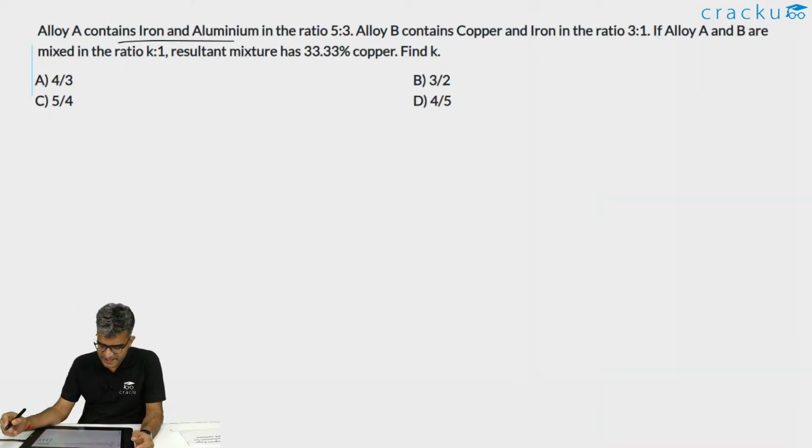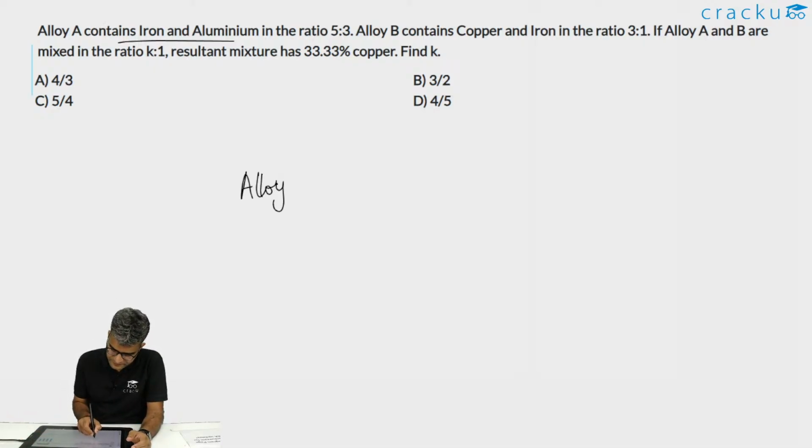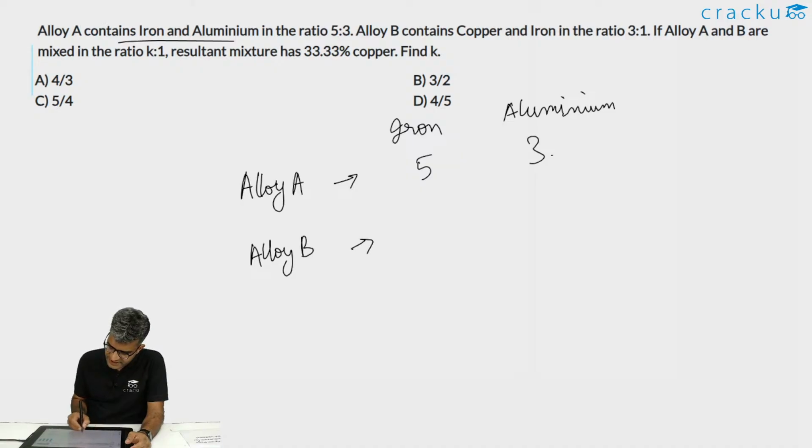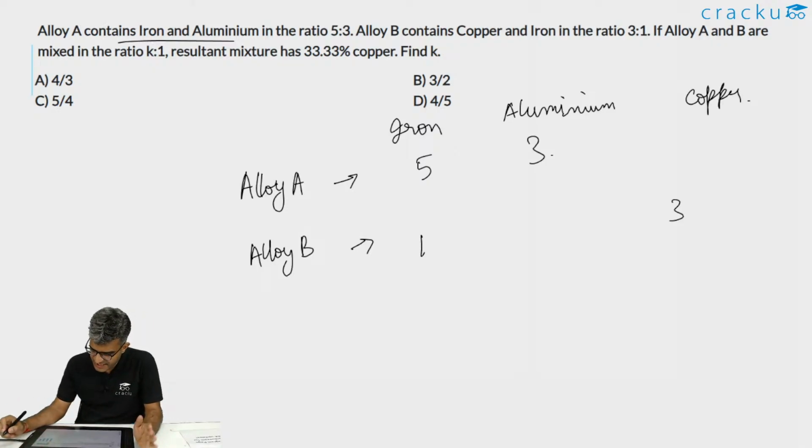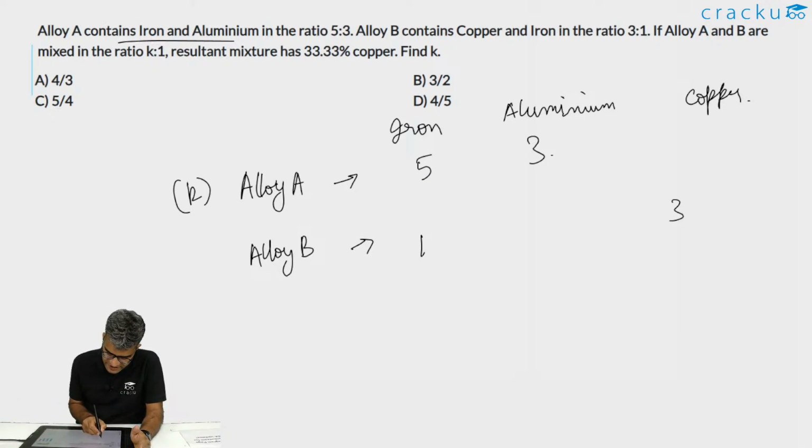Alloy A contains iron and aluminium in the ratio of 5:3. So we have alloy A. This has iron and aluminium in the ratio of 5:3. Alloy B contains copper and iron in the ratio of 3:1. So we have copper also is 3:1. If alloy A and alloy B are mixed in the ratio of K:1, so we have K and we have 1, and the resultant mixture has 33.33% copper, find the value of K.